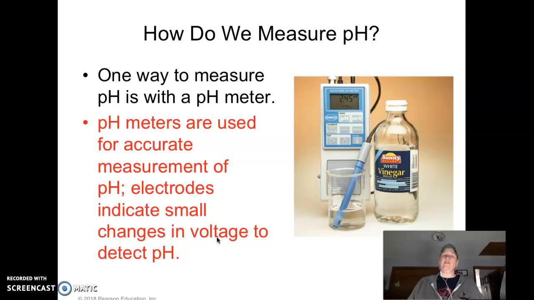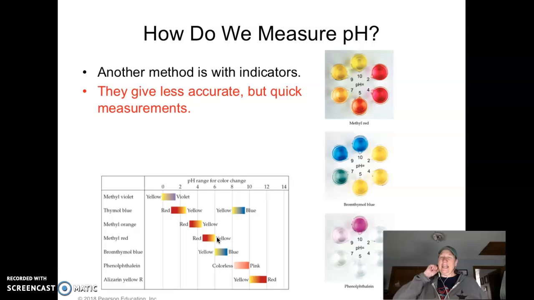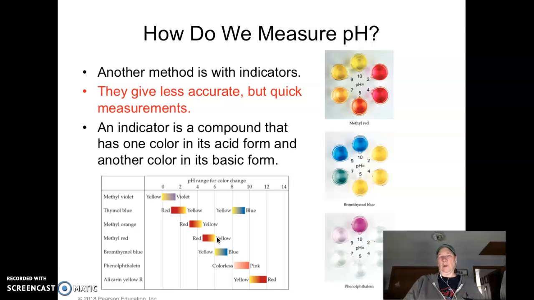They're pretty accurate. They have 2 electrodes in there and they detect changes. Again, it's easy for us. We just stick it in there and it tells us what it is. We can also use what they call indicators. Indicators change colors at certain pHs. They're much less accurate, but they're very quick. Really, honestly, I would use a pH meter because pH meters aren't so bad. And they used to be super, super expensive, but they're not anymore.